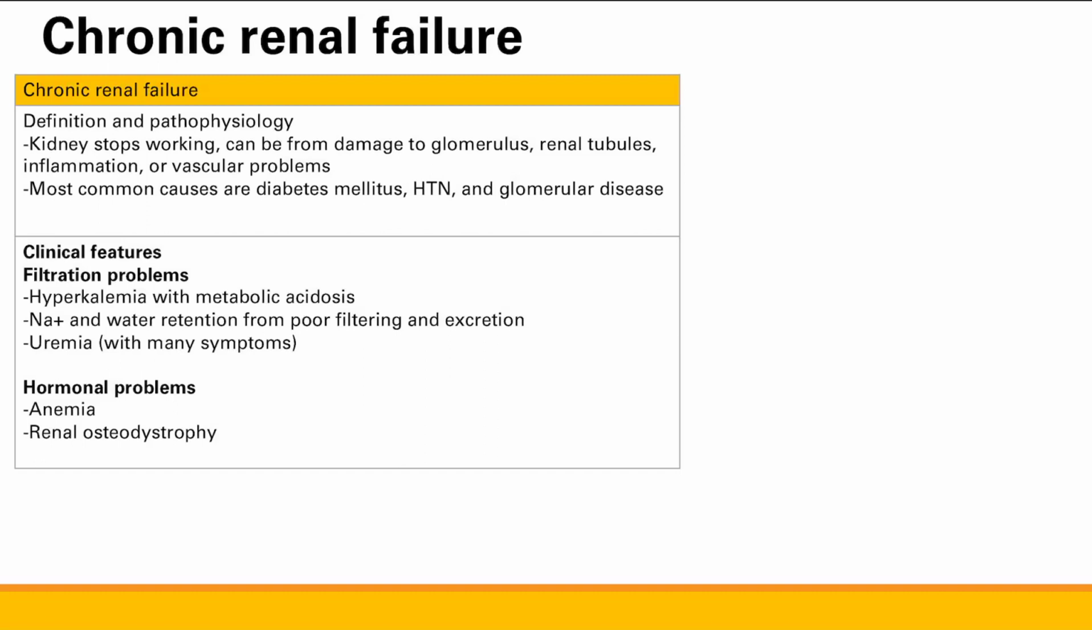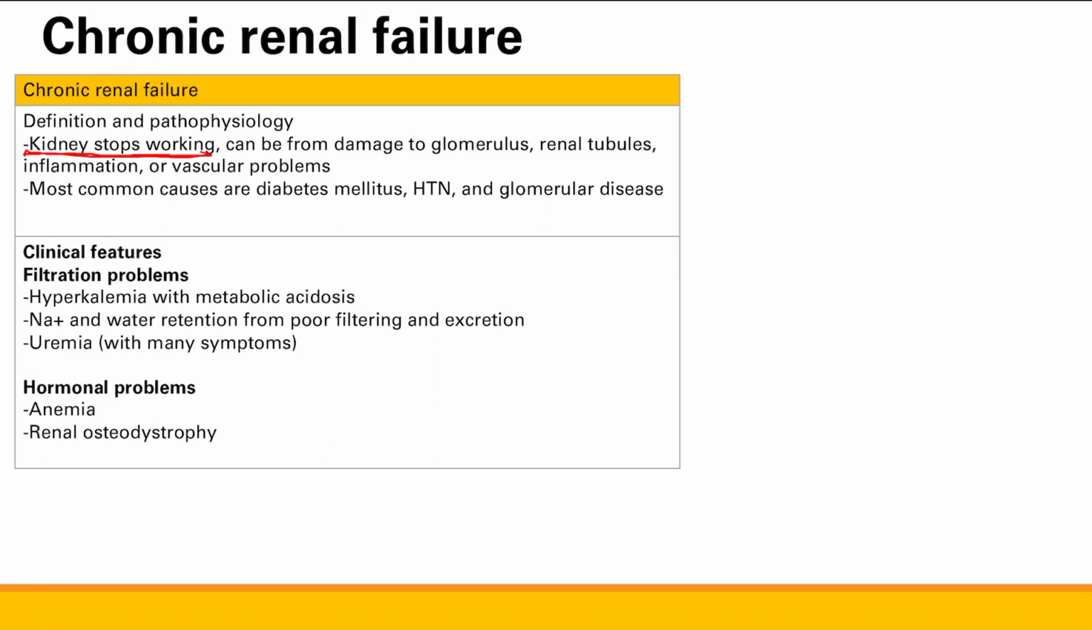So this is chronic renal failure. Remember, there's two types of renal failure. There's the acute kidney injury, which we used to call acute kidney failure, and now we have chronic renal failure. And this is due to the kidney basically permanently losing its function, okay? Remember, the acute one is reversible.